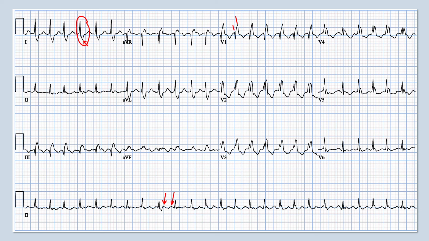This is compatible with some sort of SVT, which in this case is probably flutter, and certainly the QRS criteria also push me towards SVT. So I would say this is probably flutter with a right bundle branch block. This patient was very stable. We gave him adenosine, and it ended up being flutter with a right bundle branch block.